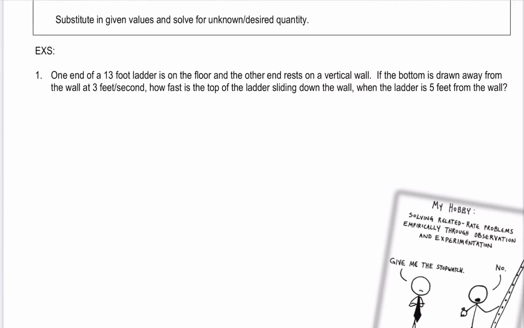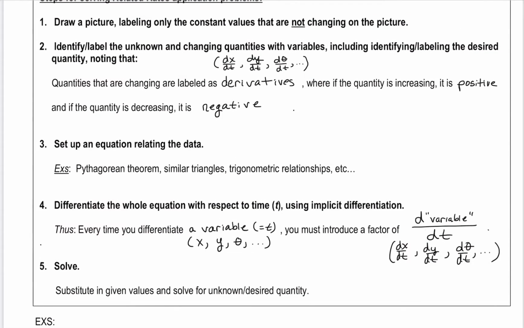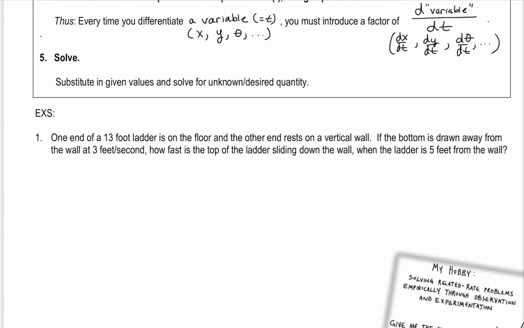If you go back up to the top, we had some steps from last time. The first one is to draw a picture. And this is where I'm often saying, let's only label the numbers on the picture that aren't changing over the course of this animation. All these things that we're going to look at are set in time, so they're all animations, whether or not we always stop and take a look at them.